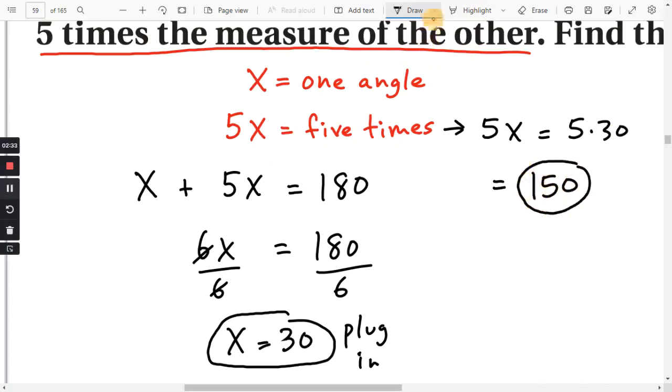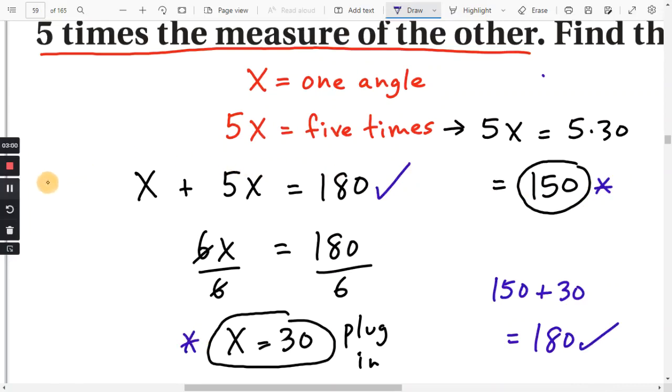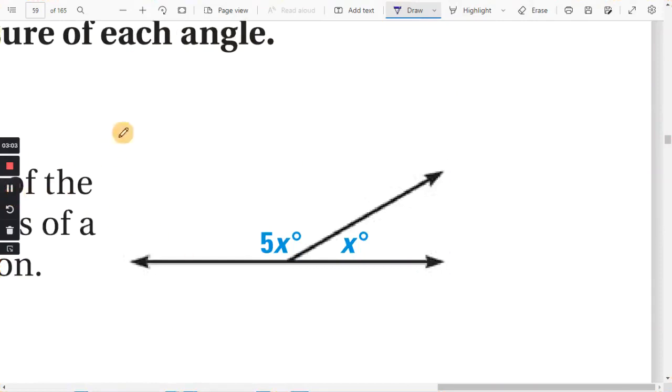Now, do the two angles add to 180? Yes. Of course, 150 plus 30 equals 180. And that's what we said for a linear pair, so it checks out. So the answers are 150 and 30. Now, they drew a diagram for this problem, but you really didn't even need it. They drew a linear pair here, but like I said, you didn't need it because we knew that the two angles added to 180.